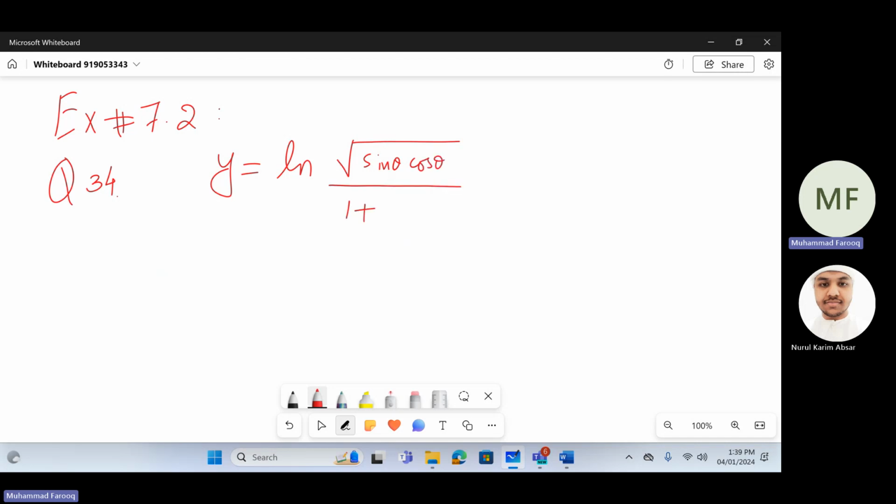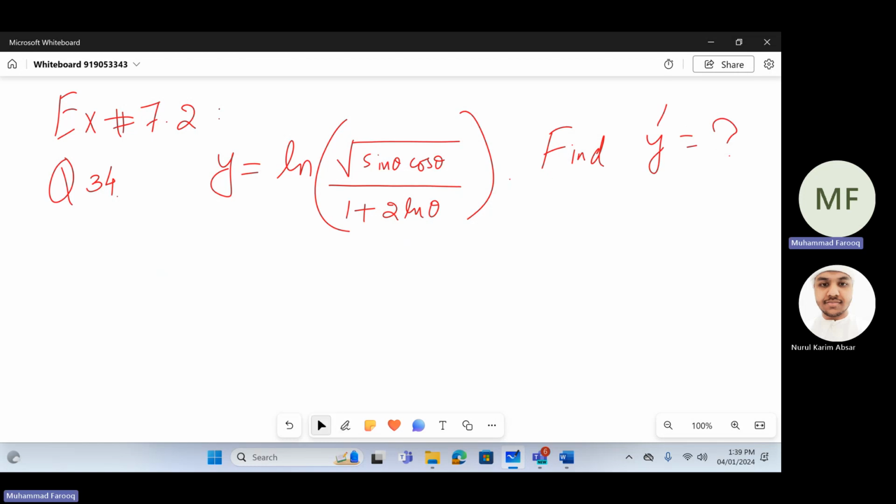1 plus 2 ln theta. Okay. And basically what is required is to find y prime. So the differentiation is required, y prime is required.